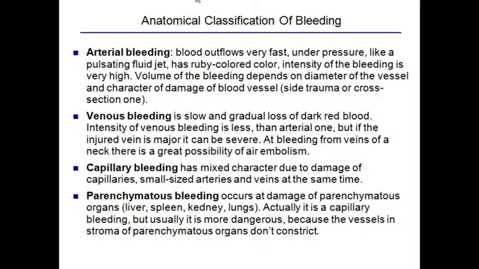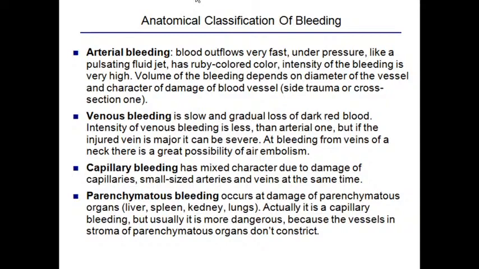You know various types of blood vessels: arteries, veins, capillaries. So injury of arteries causes arterial bleeding. In this case, blood outflows very fast under pressure, because pressure in the artery is very high, like a pulsating jet of fluid, pulsating bleeding. The blood has ruby-colored color. Intensity of the bleeding is very high.